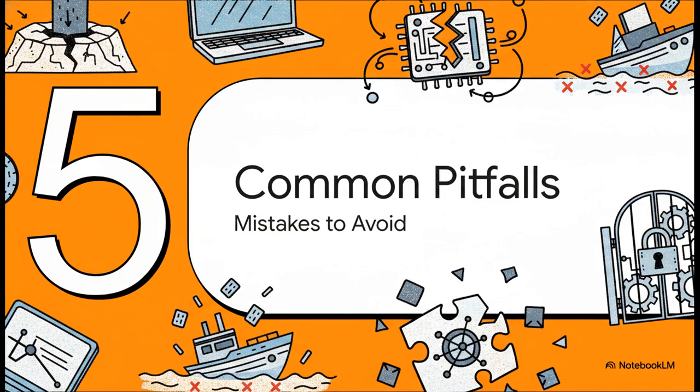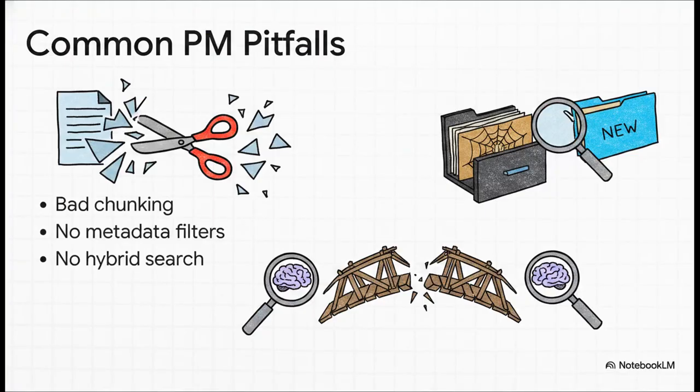Right, before you run off to build your architecture, let's cover Section 5, common pitfalls to avoid, because these are the critical mistakes that sink AI products before they even get to launch. The biggest mistake I see PMs make is treating vector search as if it's automatically smart. It isn't. It requires tuning.